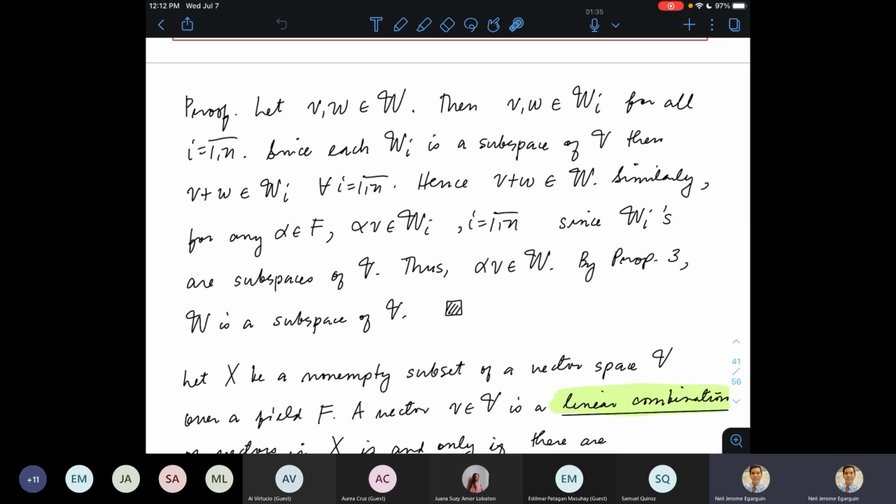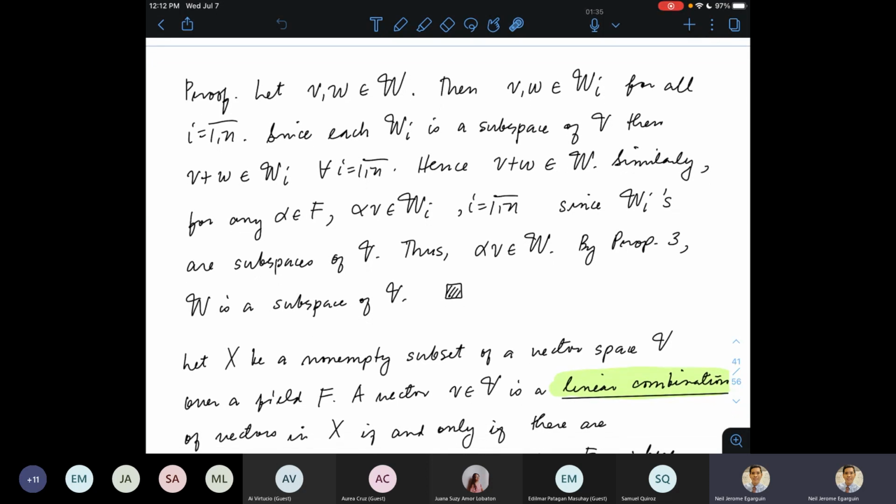And then a similar argument will hold for scalar multiplication, right? So again, take a scalar alpha in your field F, and then by being subspaces, then by closure of multiplication on each of the subspaces, alpha V will also be in each of the subspaces. So it is in every subspace, then that means it would be in the intersection. And hence by proposition 3, then it should be fine. All right? And that ends the proof.